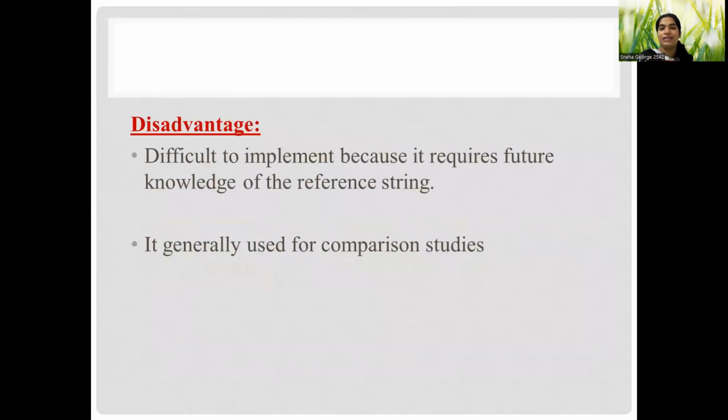Now, the main disadvantage of going with optimal page replacement is that it is difficult to implement, because it requires future knowledge of the reference string. You need to know the reference string in advance. So you need to know the future of it, without which implementation is going to be a little difficult. And that is why we basically use this page replacement algorithm for comparison studies. At the implementation level we don't go high, but for comparison studies it gives a better result.